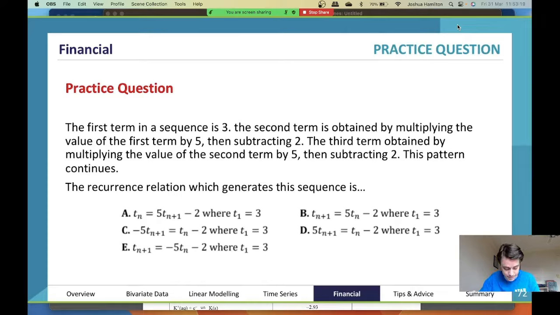Cool. Then it says the second term is obtained by multiplying the value of the first term by 5. So we need to multiply the first term by 5. Multiplying by 5 happens here, doesn't happen here. Multiplying by 5, well, that's negative 5, so that's not it. That's negative 5, that's not it. That multiplies by 5. Now, really important, how can I tell this one's the answer? Because the tn plus 1 should be on this side and the tn should be on that side. So that's correct there. The answer here is B. So that's how you go about a question like this. This is a pretty straightforward recurrence relation question that I'm sure you're all on top of.